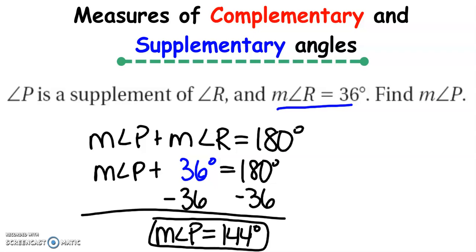Okay, do a quick check. 144 plus 36 is 180 degrees. So they are supplements.